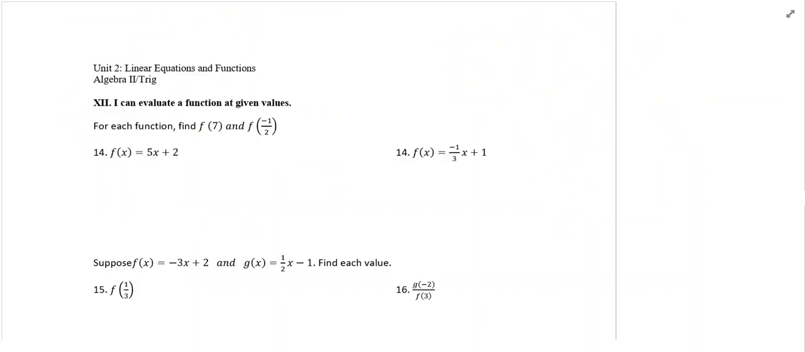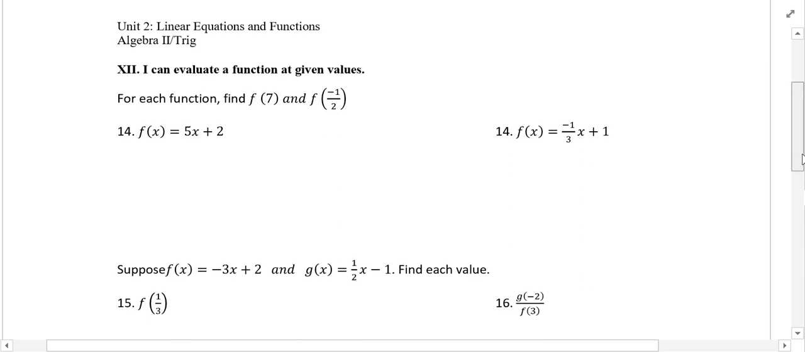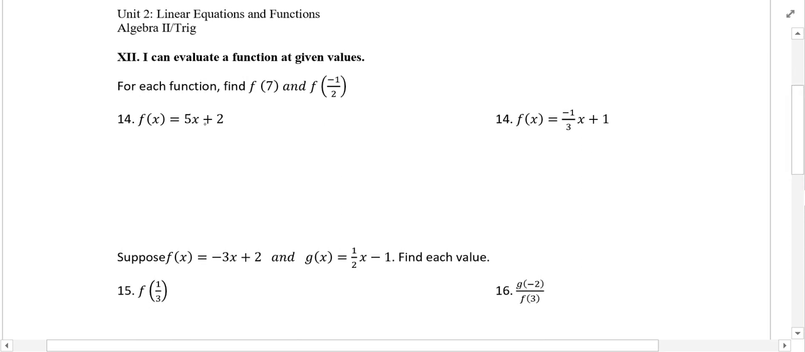Okay, so the next one says I can evaluate a function at given values. So now this is our function notation. This is saying f of x equals 5x plus 2. And they said find each function for f of 7 and f of negative 1/2, which means now we just need to plug 7 in where we see our x, and we're going to simplify. So we're going to do two separate ones, f of 7 and then f of negative 1/2.